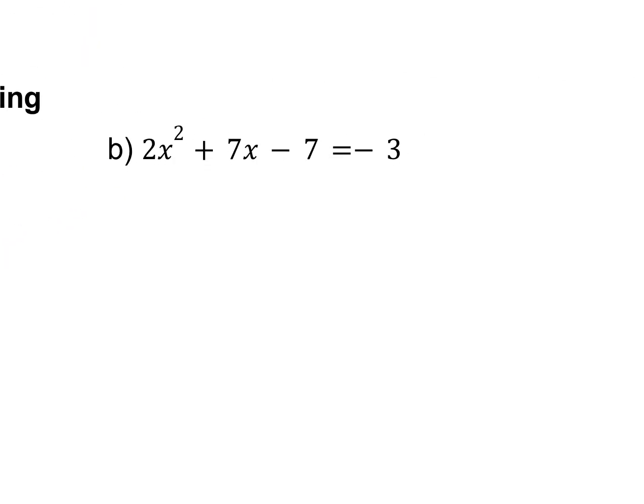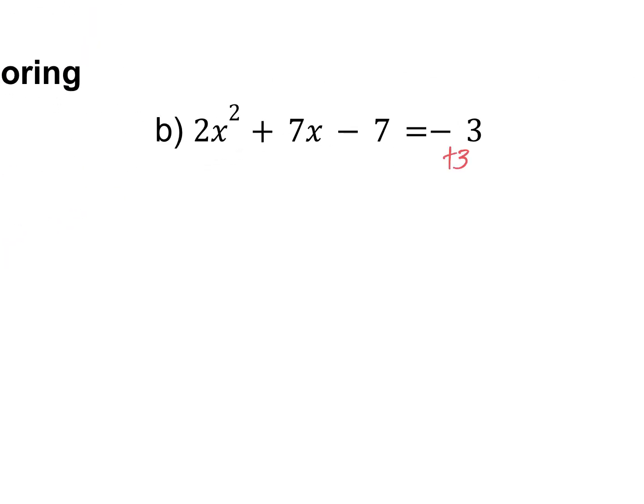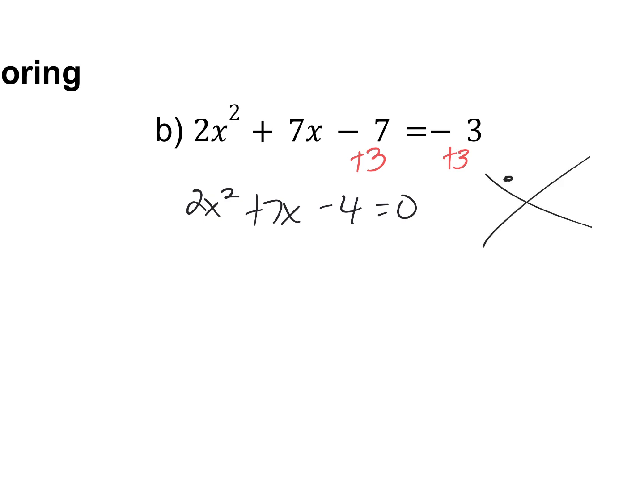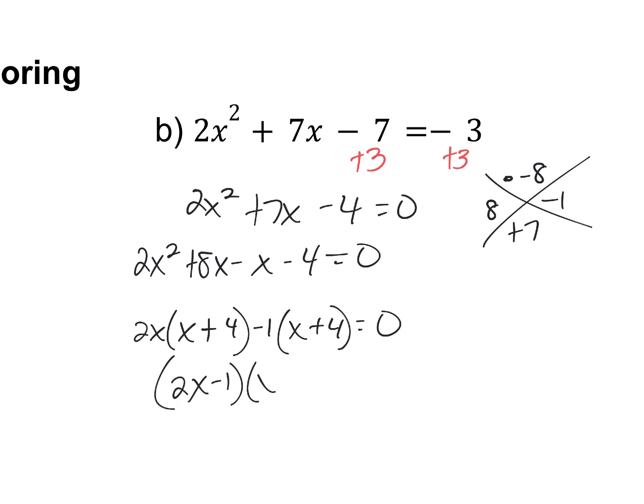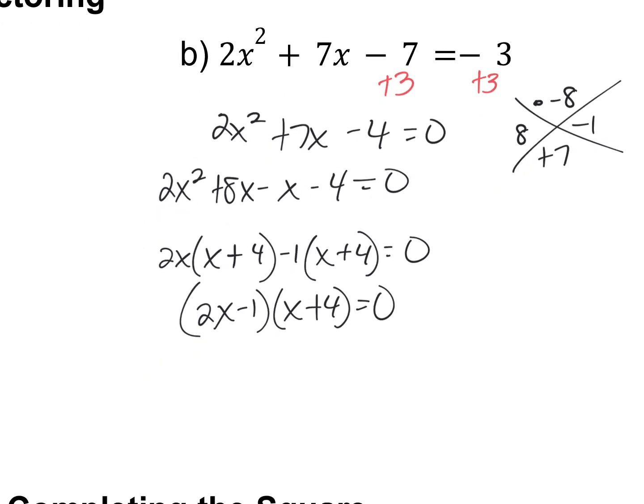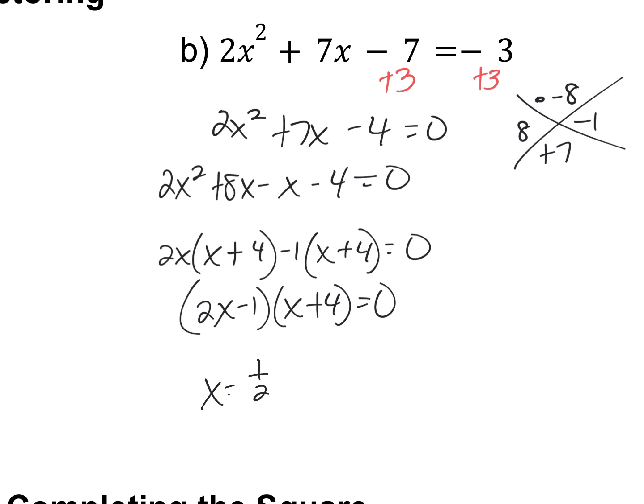All right, the next one, I'm going to go really quick, move the 3 over. So I have 2x squared plus 7x minus 4 equals 0. I need two numbers that multiply to be negative 8, add to be 7. That would be 8 and negative 1. Rewrite it so we can factor by grouping. You can take a 2x and a negative 1 out of those next two. So you have 2x minus 1 times x plus 4 equals 0. x is 1/2 and negative 4.